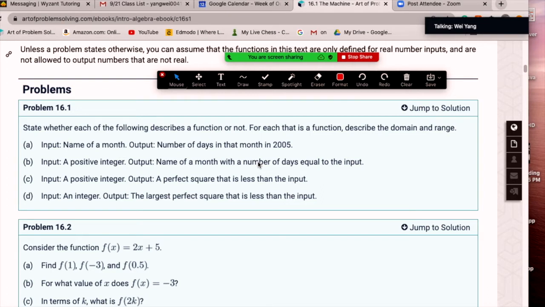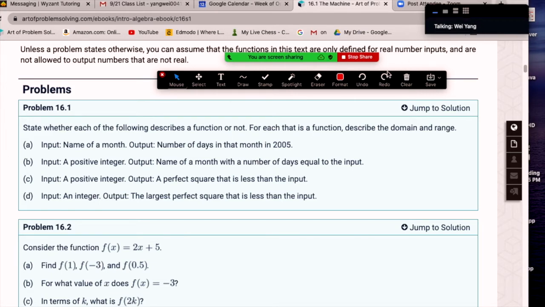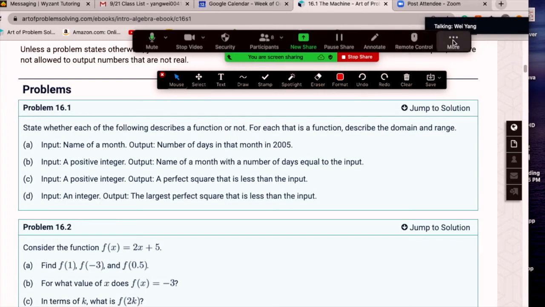Okay, now let's say first one, A. Input, that's the name of a month. Output, number of days in that month in 2005. Is this one a function? Everybody answer this question. Then send me a private chat. What's your answer for this one?